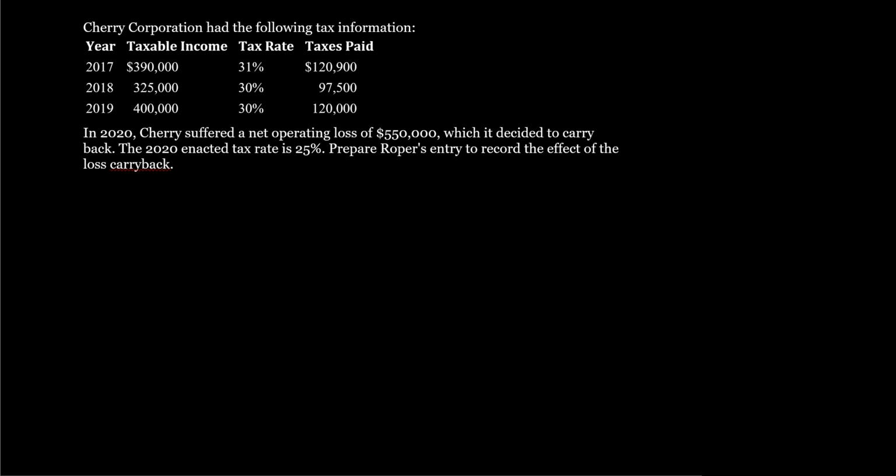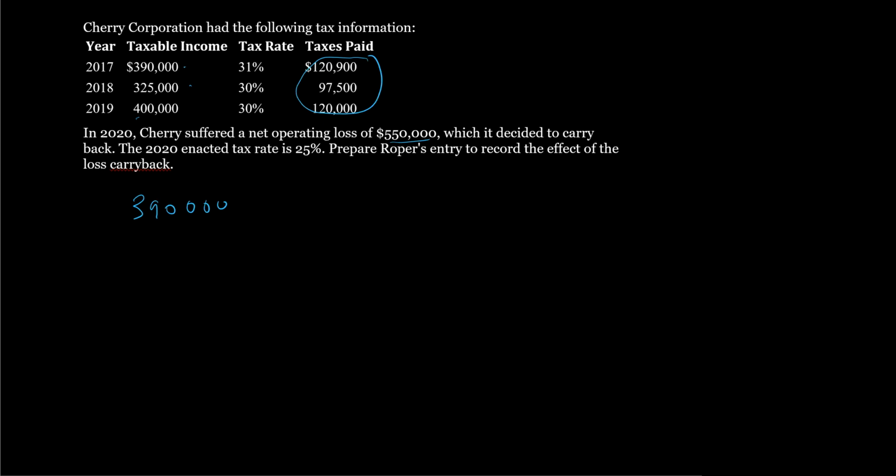Okay, so we have $550,000 and we can carry it back 3 years. So we can use all the data here, 3 years. So we've got $550,000. We're going to start with the earliest tax year, which is going to be 2017. So we can take $390,000 here and then the remainder here. So we've got $390,000.